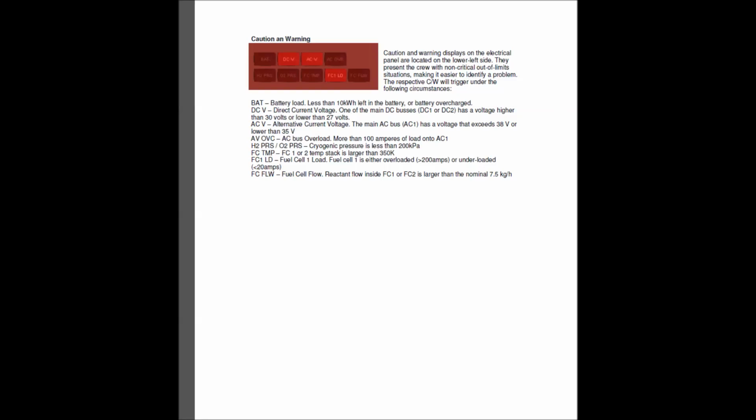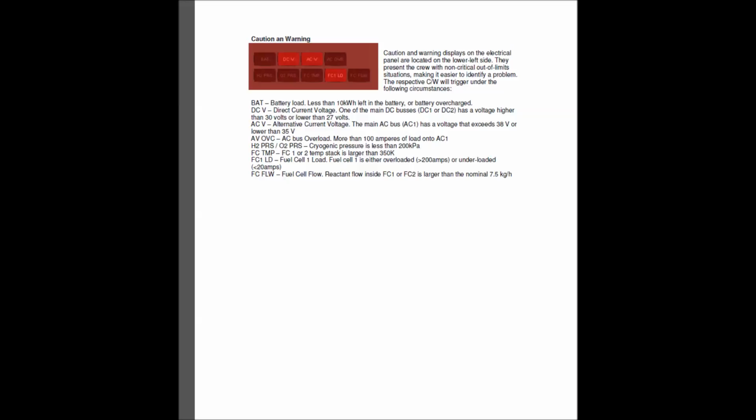Caution and warning. Caution and warning displays on the electrical panel are located on the lower left side. They present the crew with non-critical out-of-limit situations, making it easier to identify a problem. The respective CW will trigger under the following circumstances.